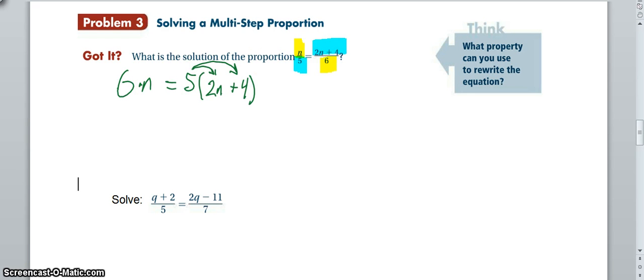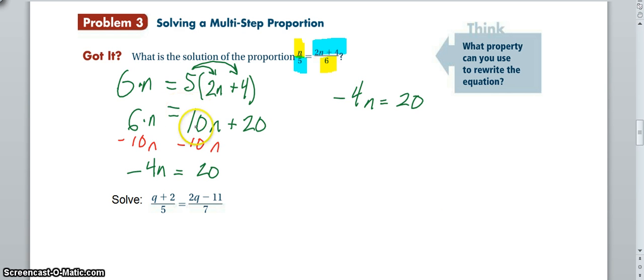Alright, so what needs to happen here is we take our cross products, but now we have 6 times n, and then we get 5 times the binomial, so that needs to distribute out. 5 times 2n is going to give us 10n, and 5 times 4 will give us 20. Remember to keep the sign because this was positive. The 6n comes down and nothing has changed. Now we want to combine like terms before we start trying to solve for our variable. Go ahead and combine those like terms.